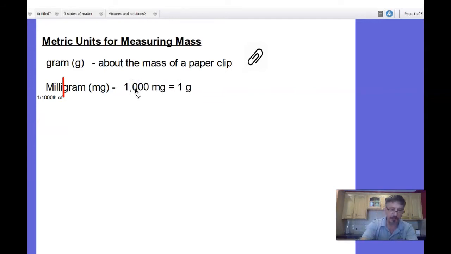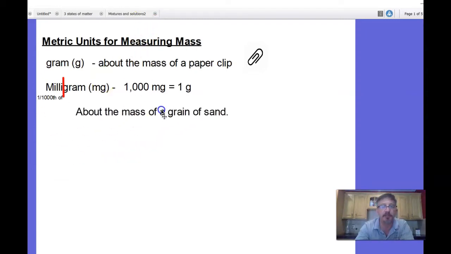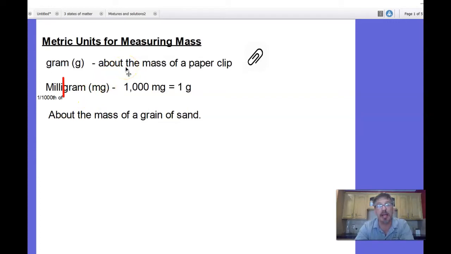So what that means is if we took our paper clip and we took some cutters, and cut it into 1,000 pieces, each little piece would weigh 1 milligram. Now, it would be very difficult to get 1,000 little pieces with this tool, but you get the idea. So what do you think is an example of something that weighs a milligram? Well, a grain of sand would weigh about 1 milligram. So let's put that as our example. So if you took milligrams and multiplied by 1,000, you get the grams. If you took grams and divided by 1,000, that would be how many milligrams you have.